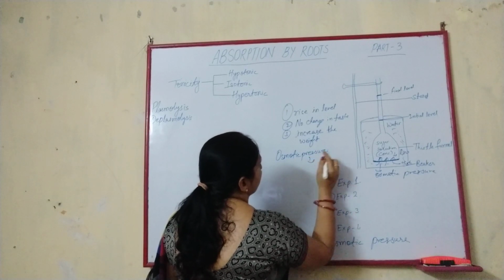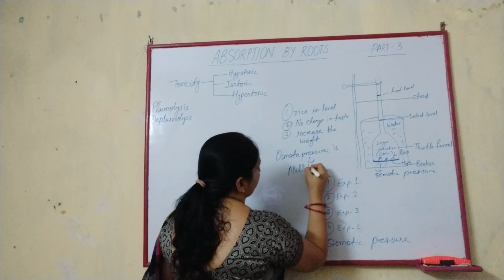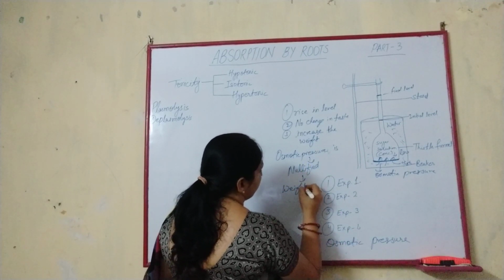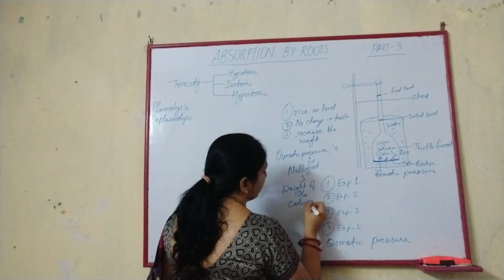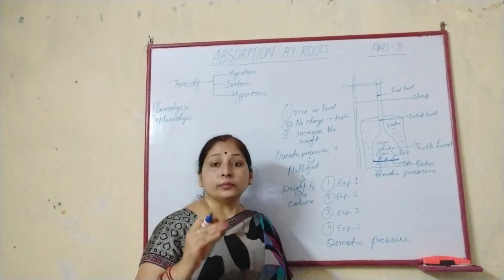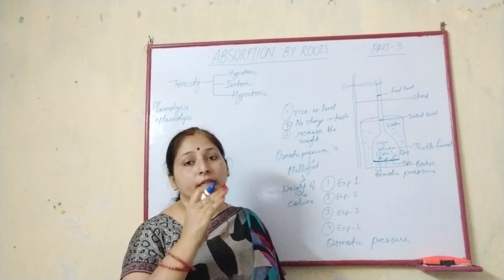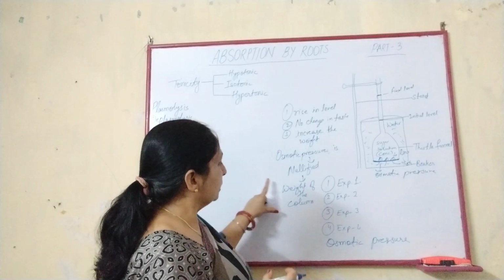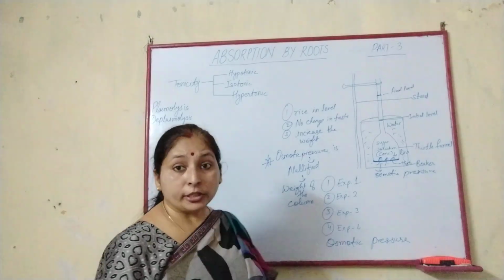The osmotic pressure is nullified by the weight of the column. So there is no further rise in the level. The weight of the column nullifies the osmotic pressure. It stops the further movement of water from the beaker to the funnel. So that is the reason, and this is very important from the examination point of view.